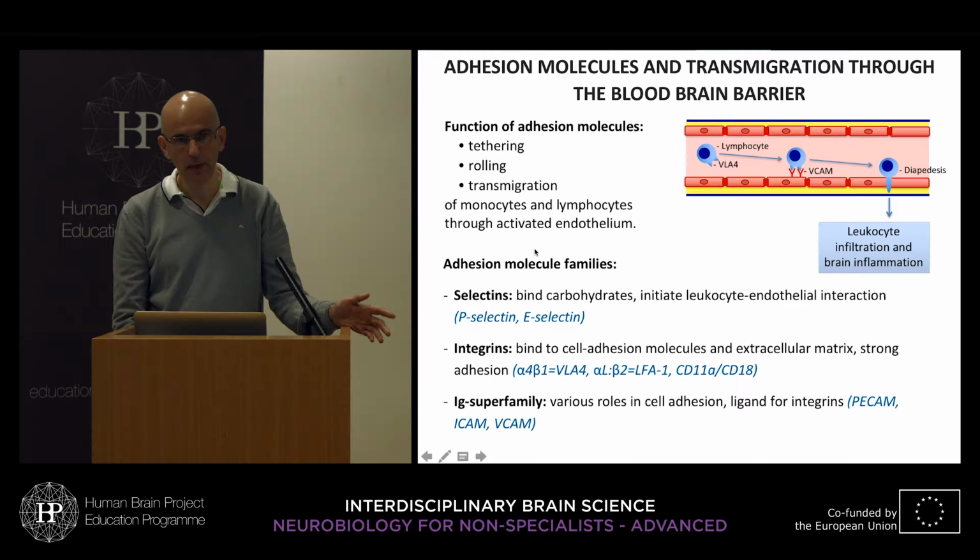And there are three major families or classes of adhesion molecules: the selectins, which bind carbohydrates and initiate leukocyte-endothelial interaction, for example P-selectin, E-selectin; the integrins, which bind to cell adhesion molecules and extracellular matrix and mediate strong adhesion. One example is shown here, the VLA-4 or alpha-4 beta-1 integrin.